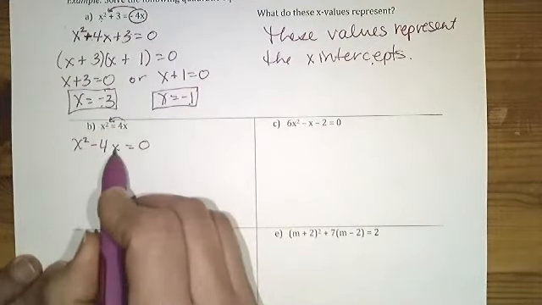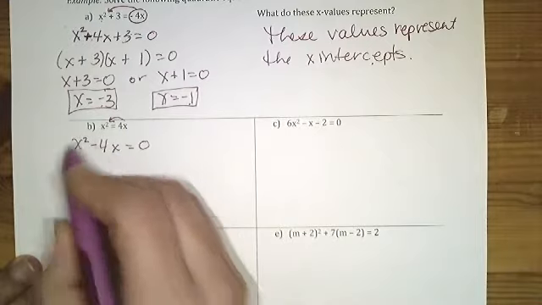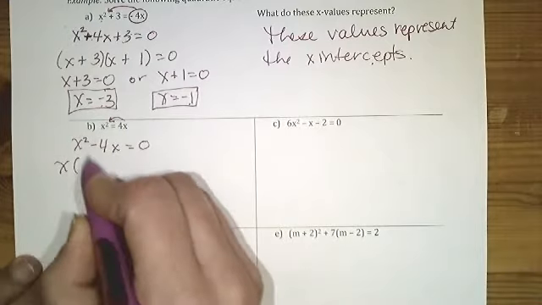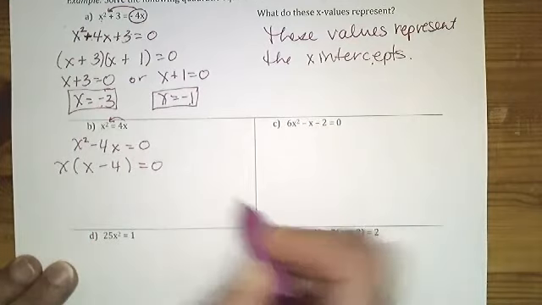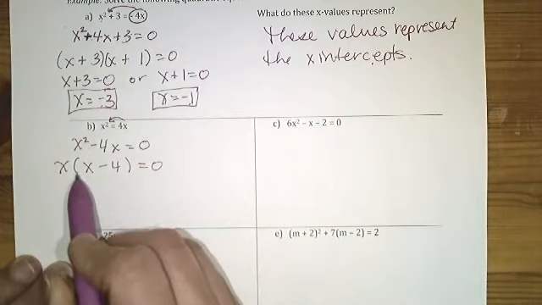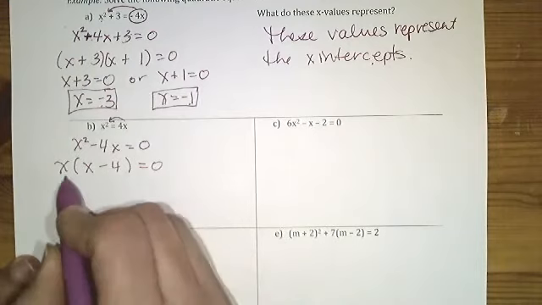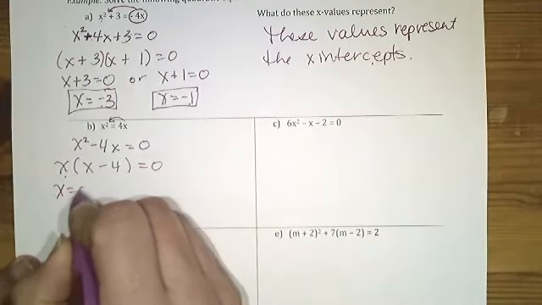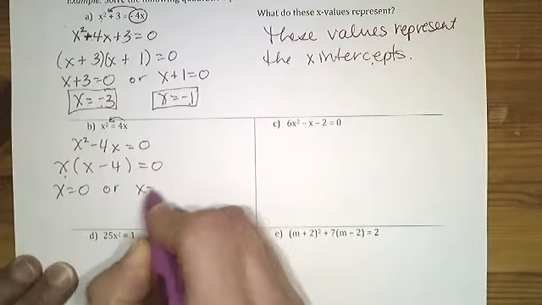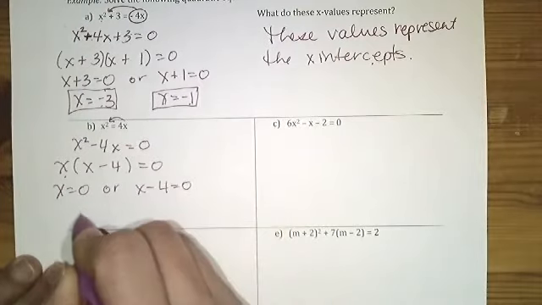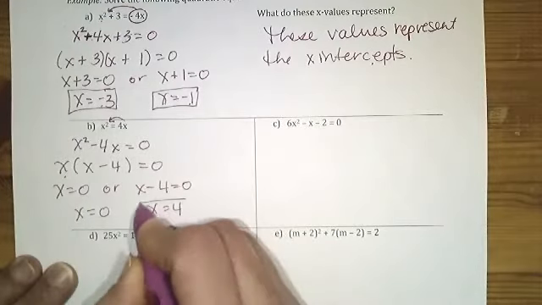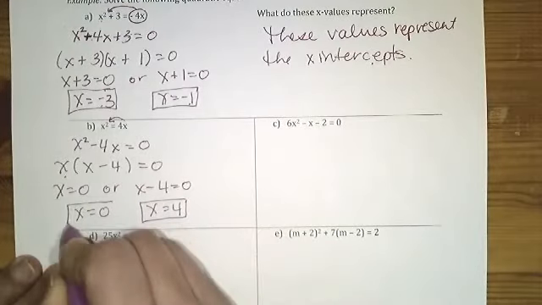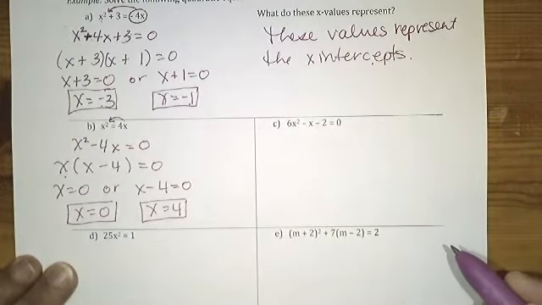So I'm going to factor this. I notice both have an x term, so I'm going to factor out the x. Then I have to set both factors to 0. So I'm going to set x equal to 0 or x minus 4 equal to 0. So I have x is equal to 0 or x is equal to 4. That is my solution to this quadratic equation.